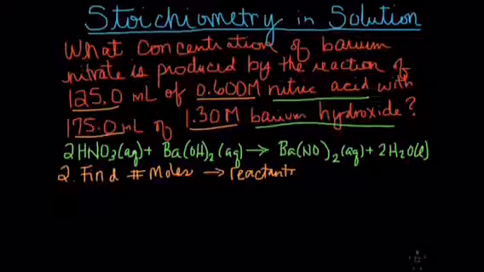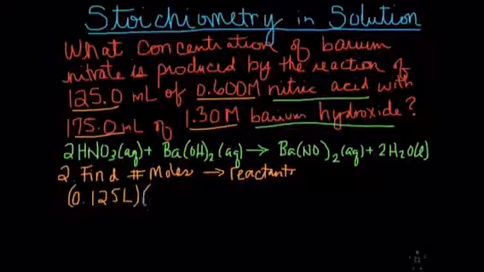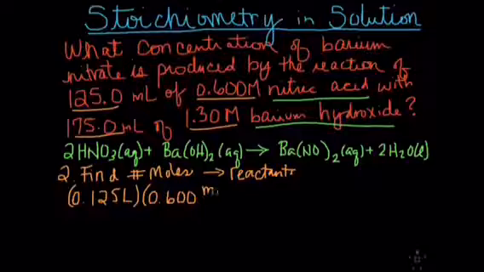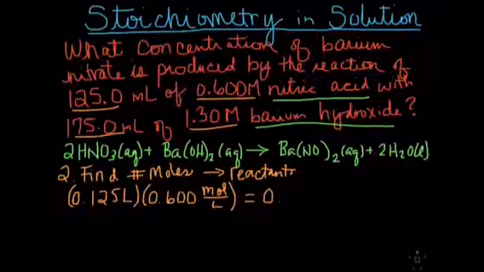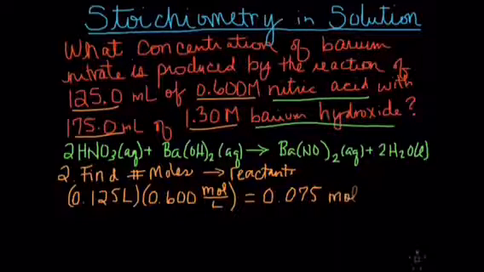So to find the number of moles of nitric acid, so HNO3, I am going to take the volume, but I'm going to have to convert the volume to liters, so 0.125 liters of HNO3 times 0.600 moles per liter. So that's going to give me 0.075 moles of HNO3 to work with.